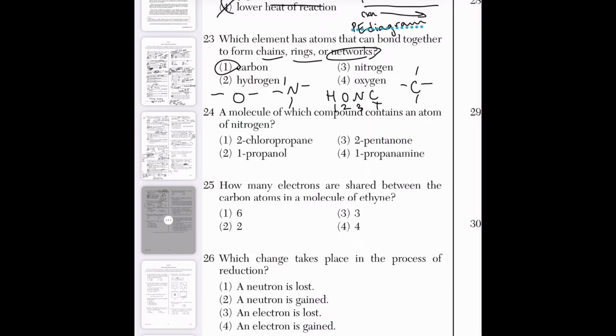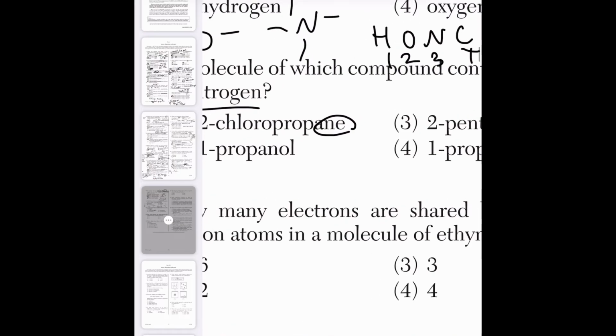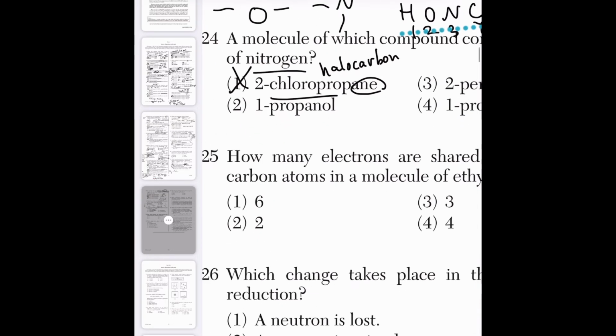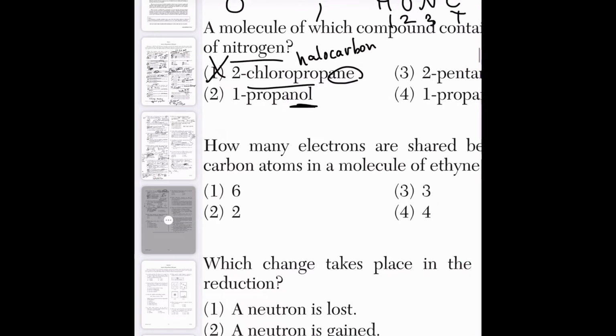Okay, so this one you would flip in your reference table. This is on page 8, table R, organic functional groups. Contains an atom of nitrogen. This is chloropropane. This is a halocarbon. Has a halogen but doesn't have a nitrogen. Propanol. This is an alcohol. Only has O, H, and C's.